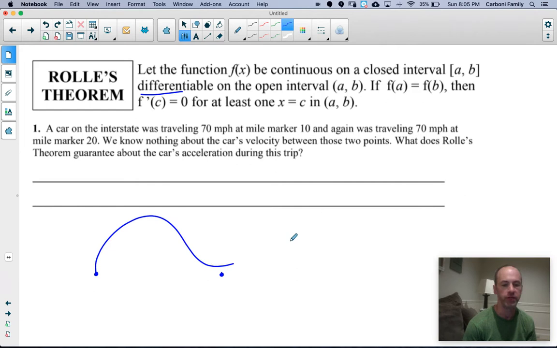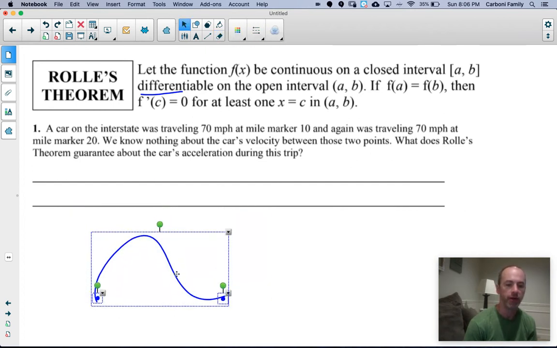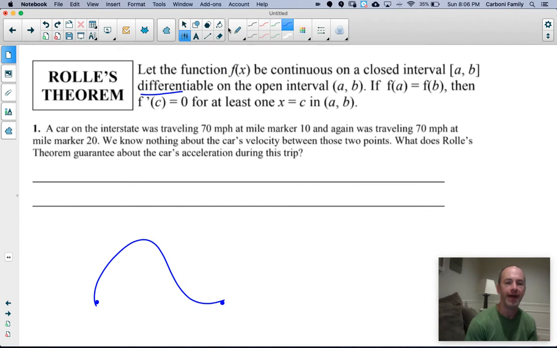If you are differentiable from a to b, let me try that again. I did the same thing. One more time. That's pretty good. All right, so if you are continuous and differentiable, then there absolutely must be a point where the derivative has a value of 0.